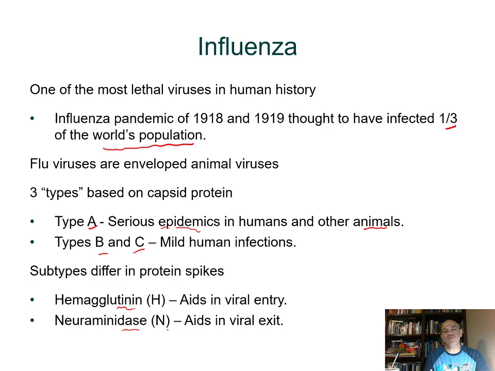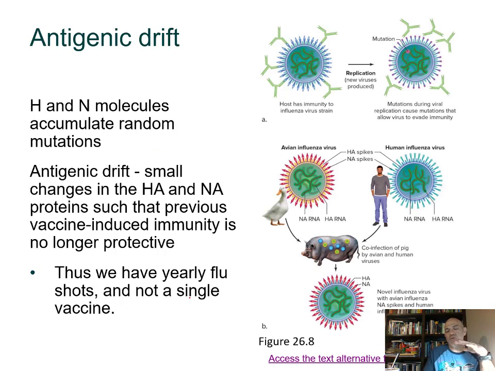And then the neuraminidase aids in the exit. So both are very much needed to complete the cycle of the influenza virus. So there's two things that are at play here when it comes to your flu virus, and if we look at the type A virus here, one of them is antigenic shift.